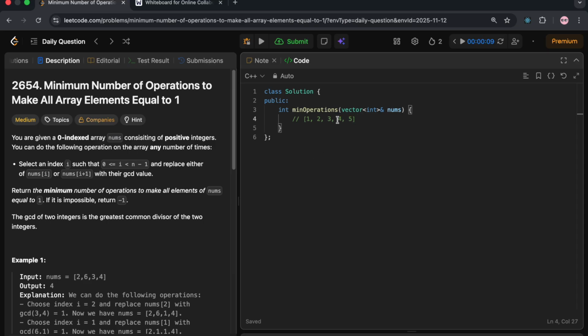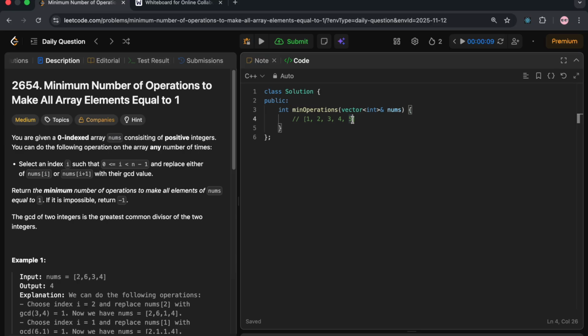So we have to replace either nums[i] or nums[i+1] with the GCD value, and we have to return the minimum number of operations required to make all the elements of nums equal to 1. Basically we have to make all of them 1.